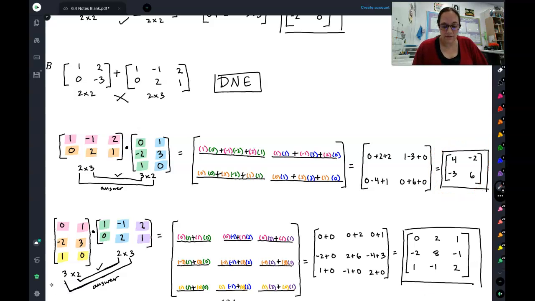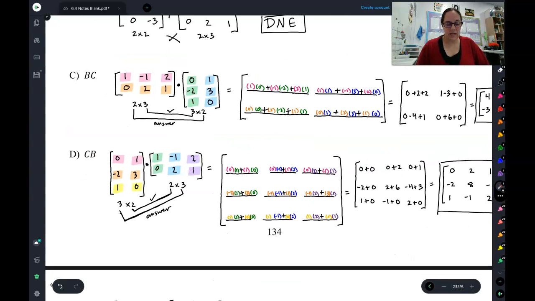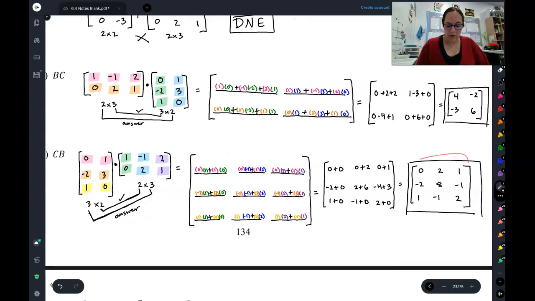For any of these, if that is not the answer you got, feel free to pause the video, go back and look at my work in more detail to figure out where you went wrong so you know how to fix it. Then I have C times B. C is a 3 by 2, B is a 2 by 3. So once again, the inner ones do match. My answer is going to be a 3 by 3, which I made here. I did my pattern in all the right directions, all the right colors to get that as my final answer.